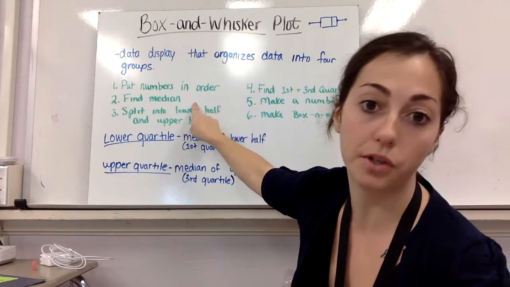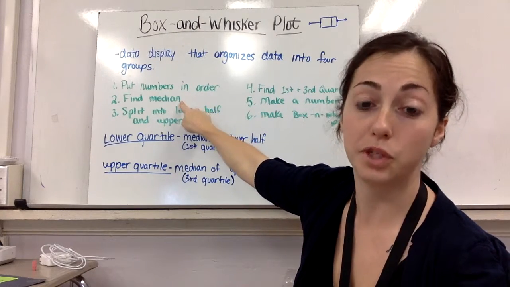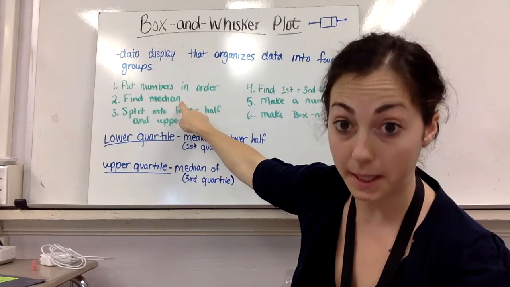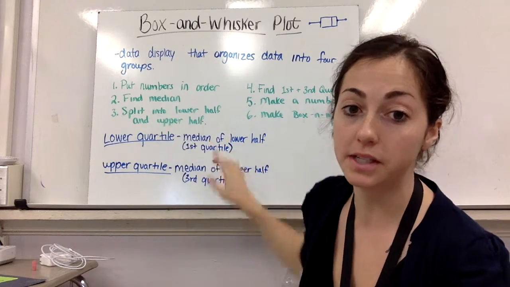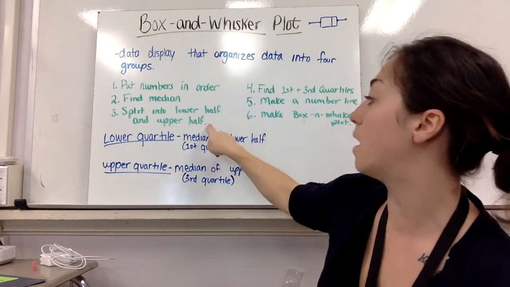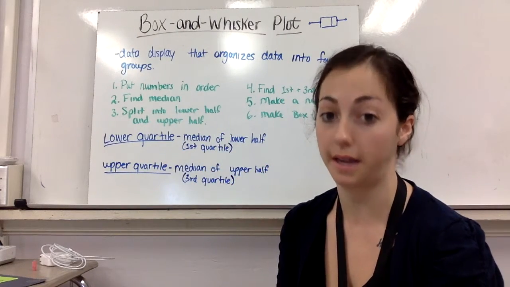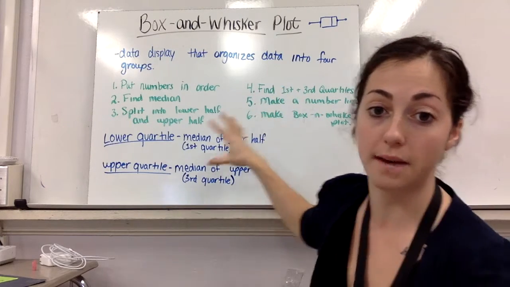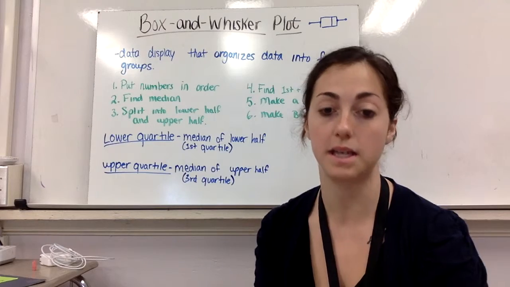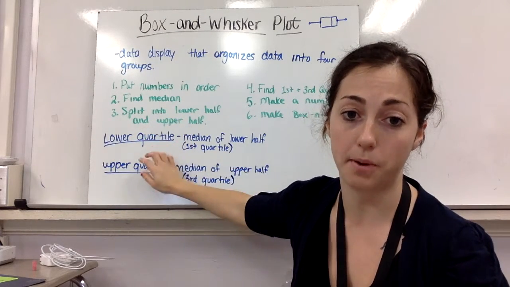So the first thing we have to do with box and whisker plots is to put the numbers in order. Step 2, we need to find the median. Step 3, we need to split into a lower half and an upper half. And this is where these definitions come in handy. But notice that we will have more steps. So if you want to leave some space, that's okay. So we're talking about the lower half and the upper half.